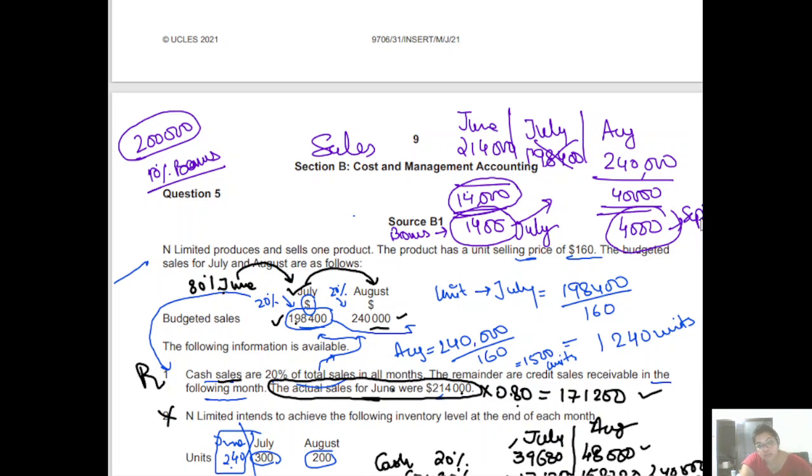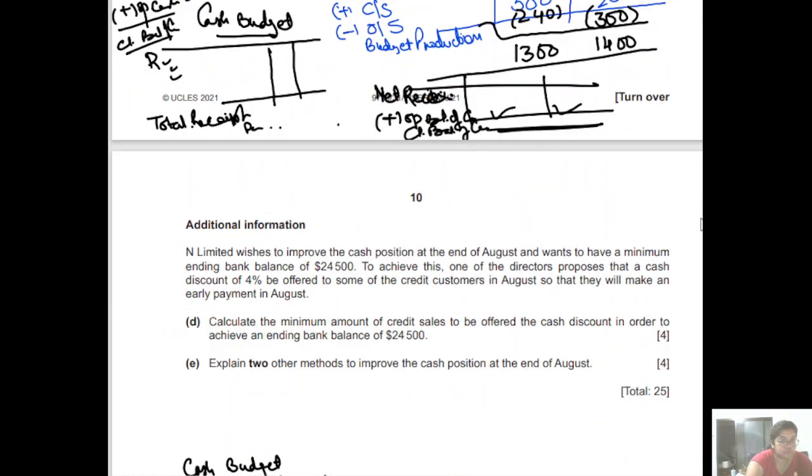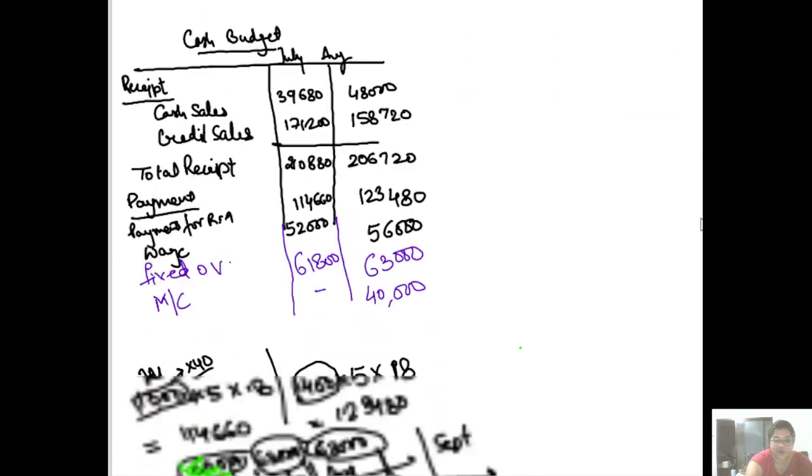For August the sales exceed by 40,000, so on 40,000 we are going to calculate 10% bonus, which is 4,000. But the thing is, when are we going to pay that 4,000? In the month of September. So July bonus we have, June bonus we don't have, and August we don't have.